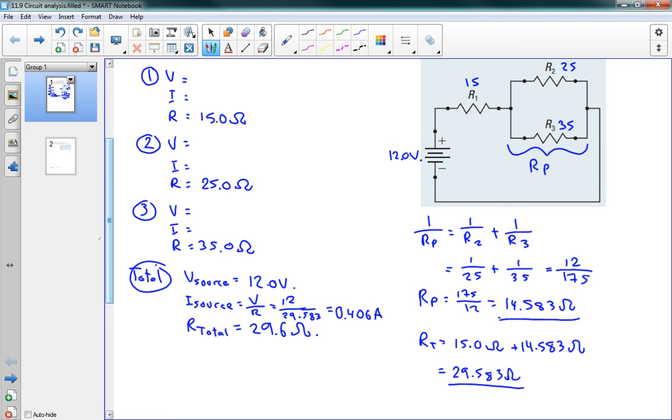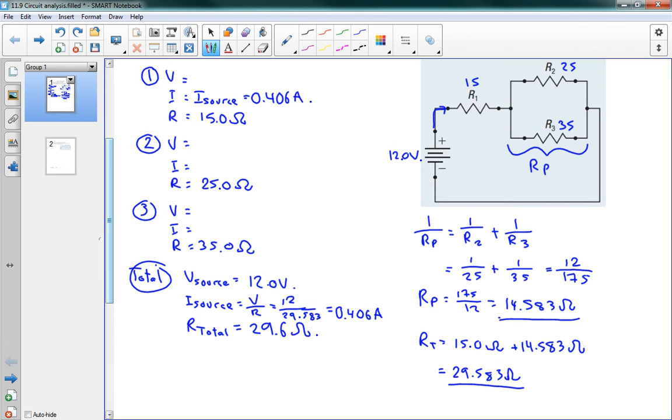To start out with, we have the current for R1. That needs to be the same as the current of the source, because we're connected in series here, so if our current is going out this way, whatever the current was at the source, it can't have changed by the time it gets to R1. So I1 is going to be the same. This is equal to I source, which is equal to 0.406 amps.